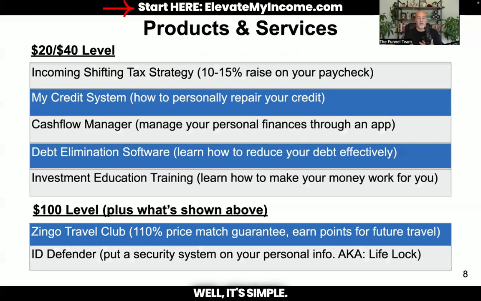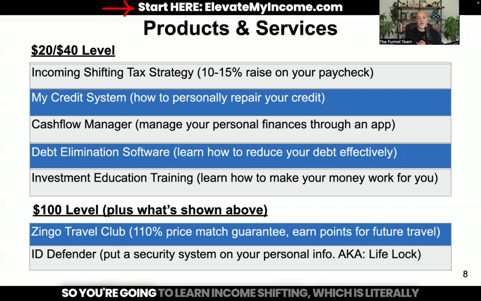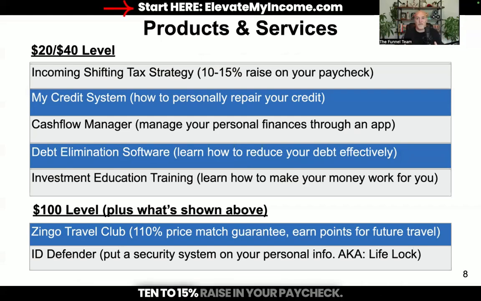Well, it's simple. If you come in at the $20 or $40 level, you're going to get access. All of these things are designed to help you save and make more money. And by the way, it's all 100% digital, my friend. So you're going to learn income shifting, which is literally how you can earn more money at your current job. You can literally give yourself on average a 10 to 15% raise in your paycheck. And this is ethical. This is legal. And we're going to show you the right way to do this.